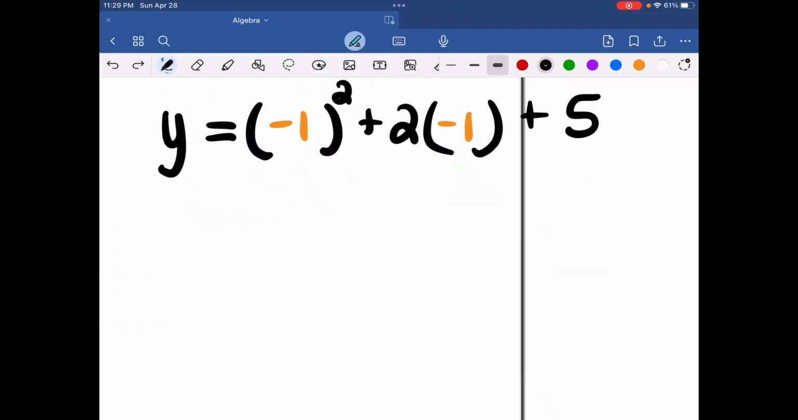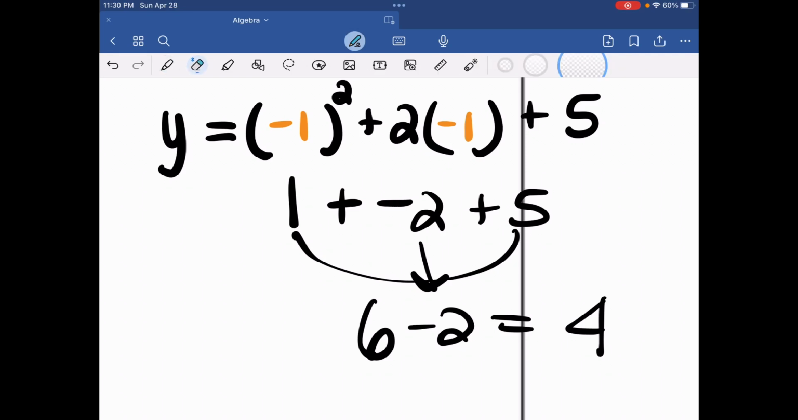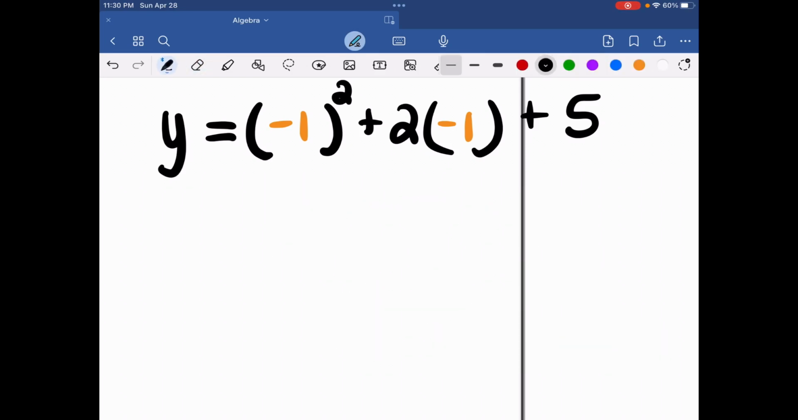If you want to do it in your head, negative 1 times negative 1, that's what that means with the squared, is 1. Plus 2 times negative 1 is negative 2, plus 5. So then that just means you can add these two numbers. 5 plus 1 is 6, and then you still have this minus 2. So 6 minus 2 is 4. You get the same answer. So same answer, okay? Y equals 4.